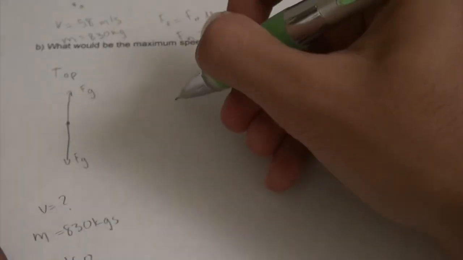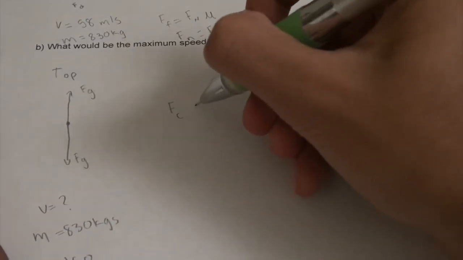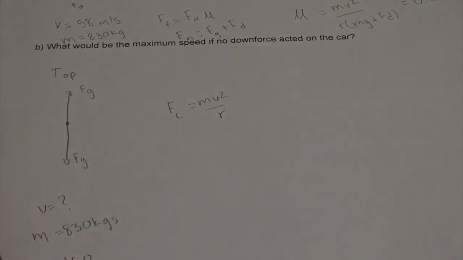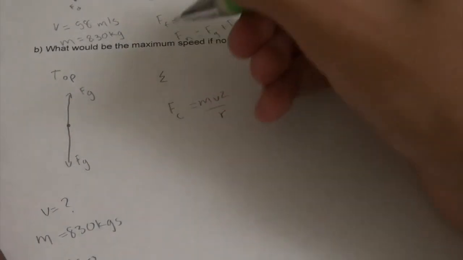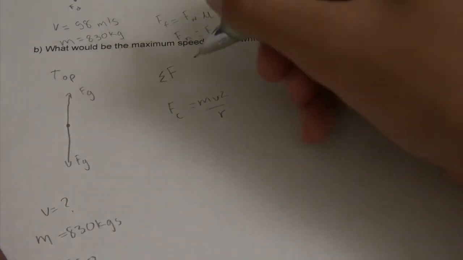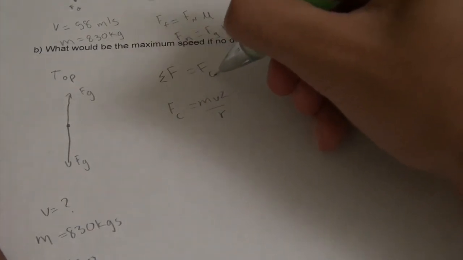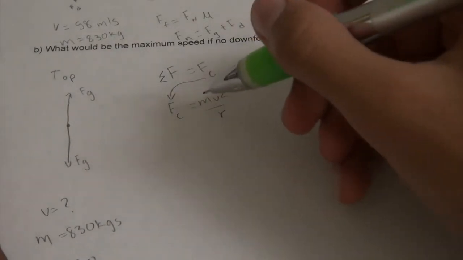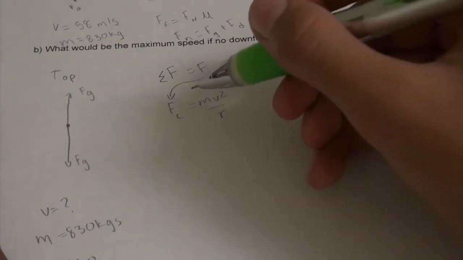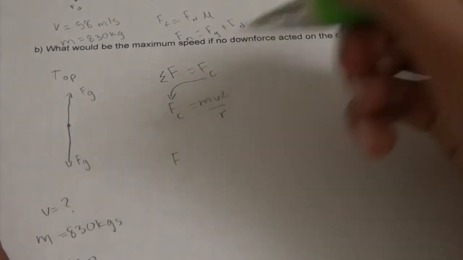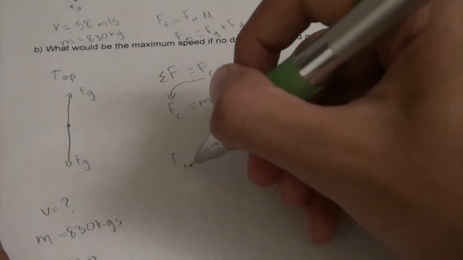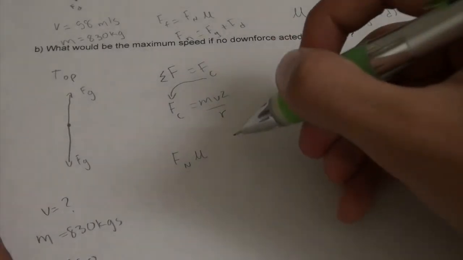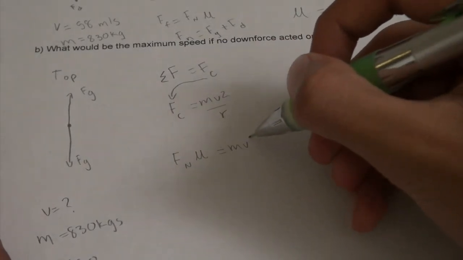Let us plug this into the equation. Force centripetal equals mv squared over r. Again, we know that the net force is equal to force centripetal. So that's a way we can get to this equation. Force centripetal is again force of friction, which, as we knew from the previous problem, is force normal times the coefficient of static friction. And this is equal to mv squared over r.